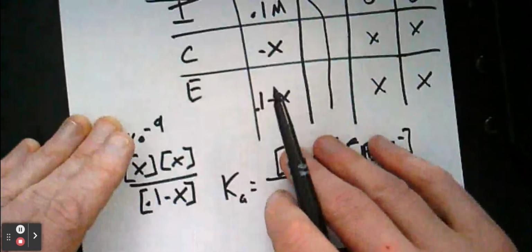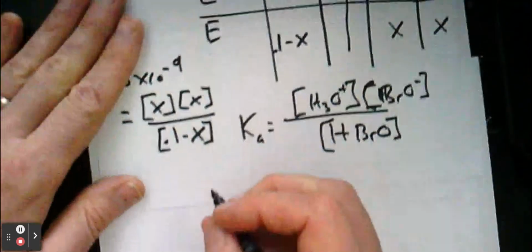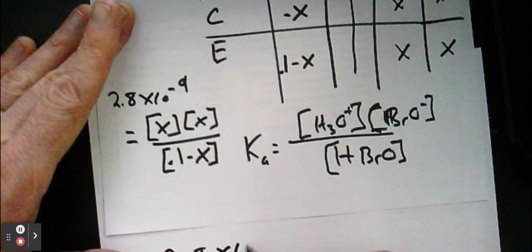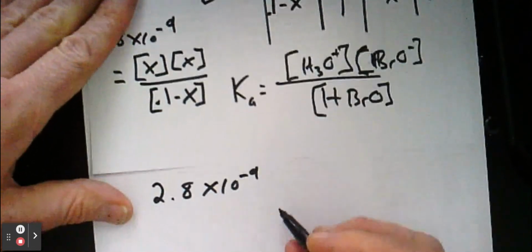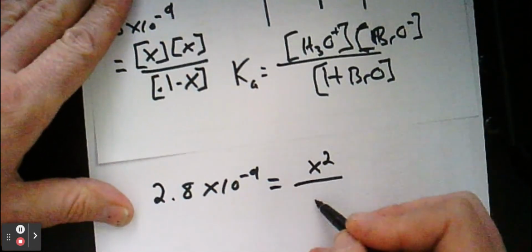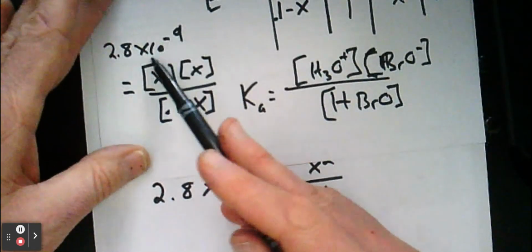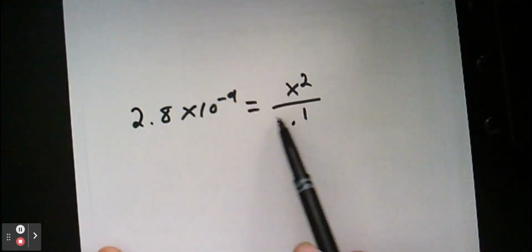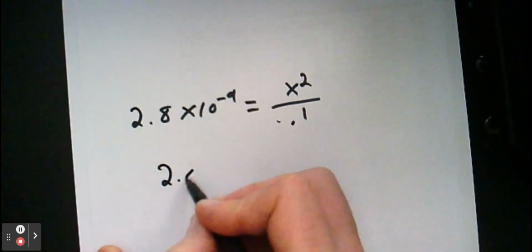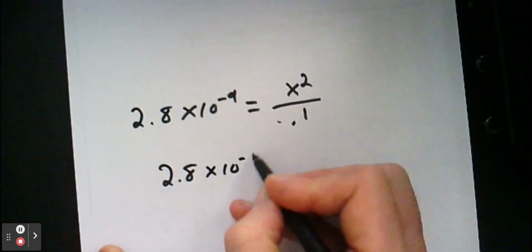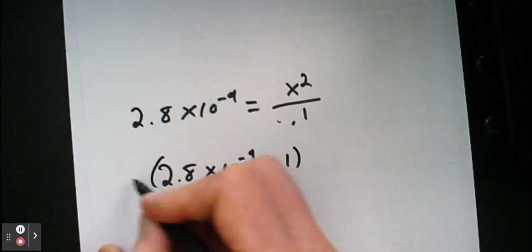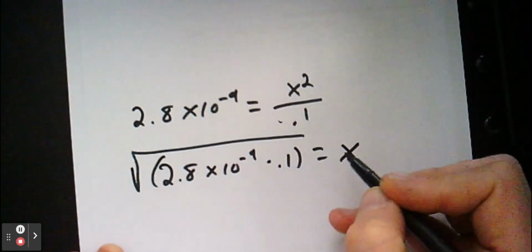So I'm going to rewrite this on the next page. So that becomes 2.8 times 10 to the negative ninth equals X squared over 0.1. I'm neglecting the X because the amount of change for this number is going to be very, very small. Okay, then I've got to solve it. So I multiply both sides by 0.1. That becomes 2.8 times 10 to the negative ninth times 0.1, square root, equals X.